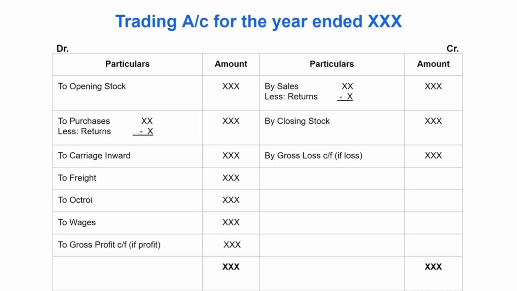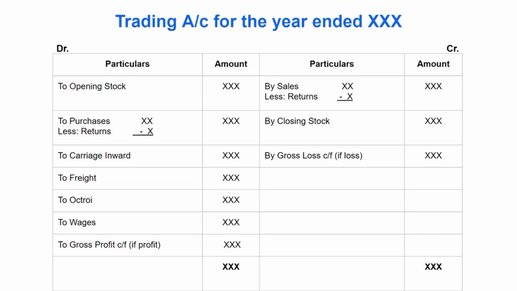First, we record opening stock, then purchases, and from purchases, we deduct purchase return and all the direct expenses such as carriage inward, freight, octroi, wages. And on the credit side, we record sales, and from sales we deduct sales return, and then closing stock.